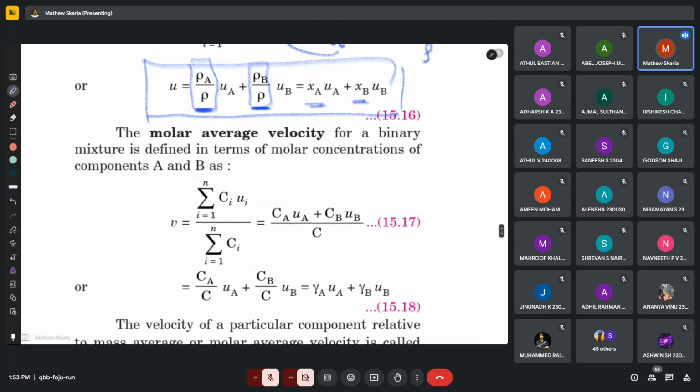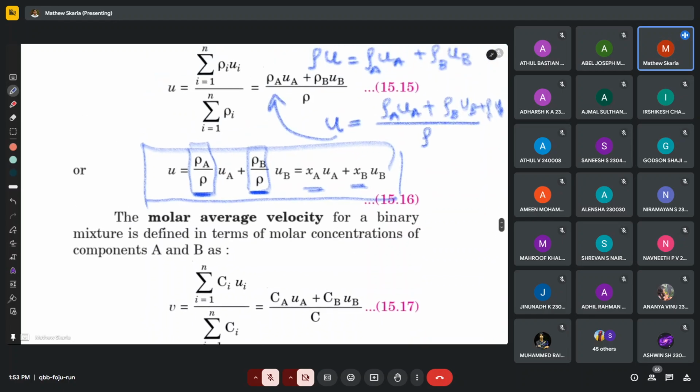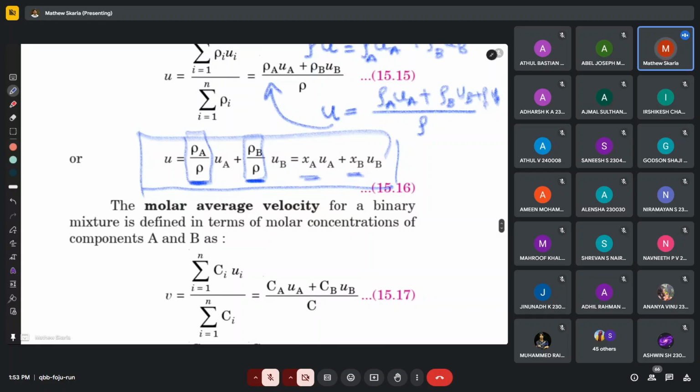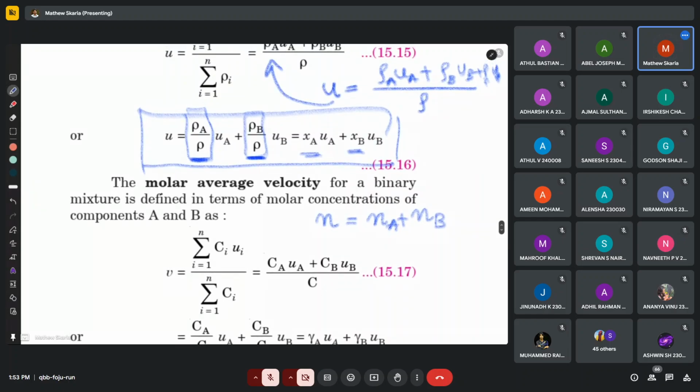Then coming to molar average velocity. Molar average velocity is the same as this, except that instead of mass we have the number of moles. So n is equal to nA plus nB. Now n can be written like this: concentration of the mixture into U.